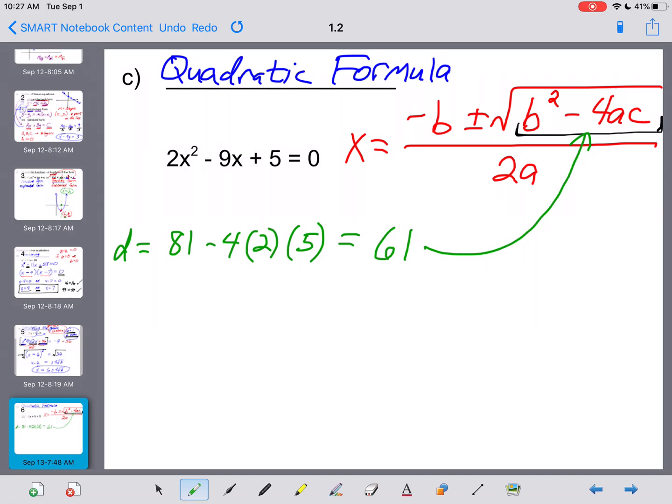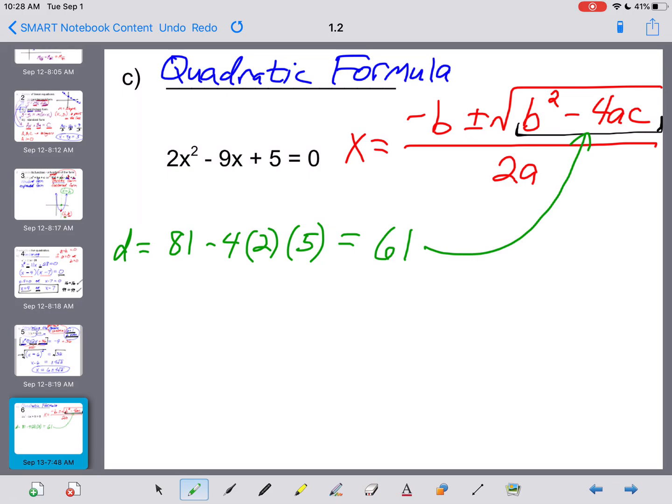First question. Is the square root of 61 real or imaginary? The answer to that is that it's real because 61 is a positive number. Now, if our discriminant were negative and you went to take the square root of a negative 61, that tells you your solutions would be imaginary. So we know they're real.